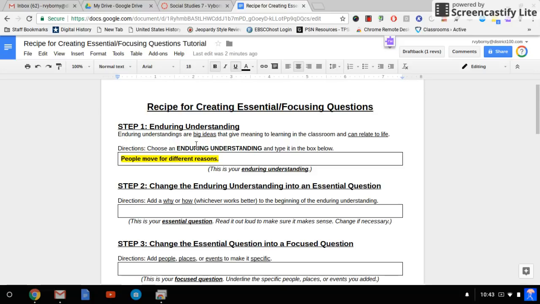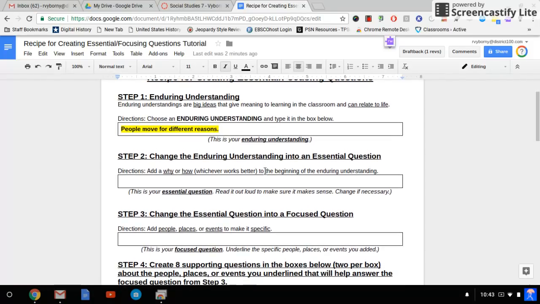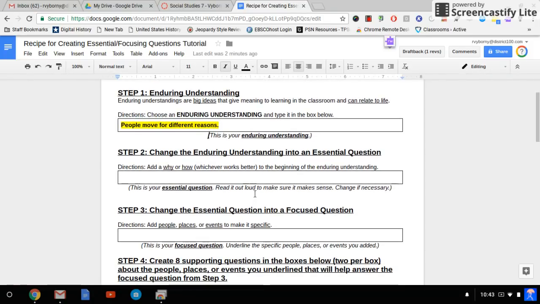So with this process that we have here in front of us, this recipe for creating essential and focusing questions, we are going to start with an enduring understanding. I've already picked it for you. That's right here: people move for different reasons. That's our enduring understanding. Our second step is to take that enduring understanding and turn it into an essential question.